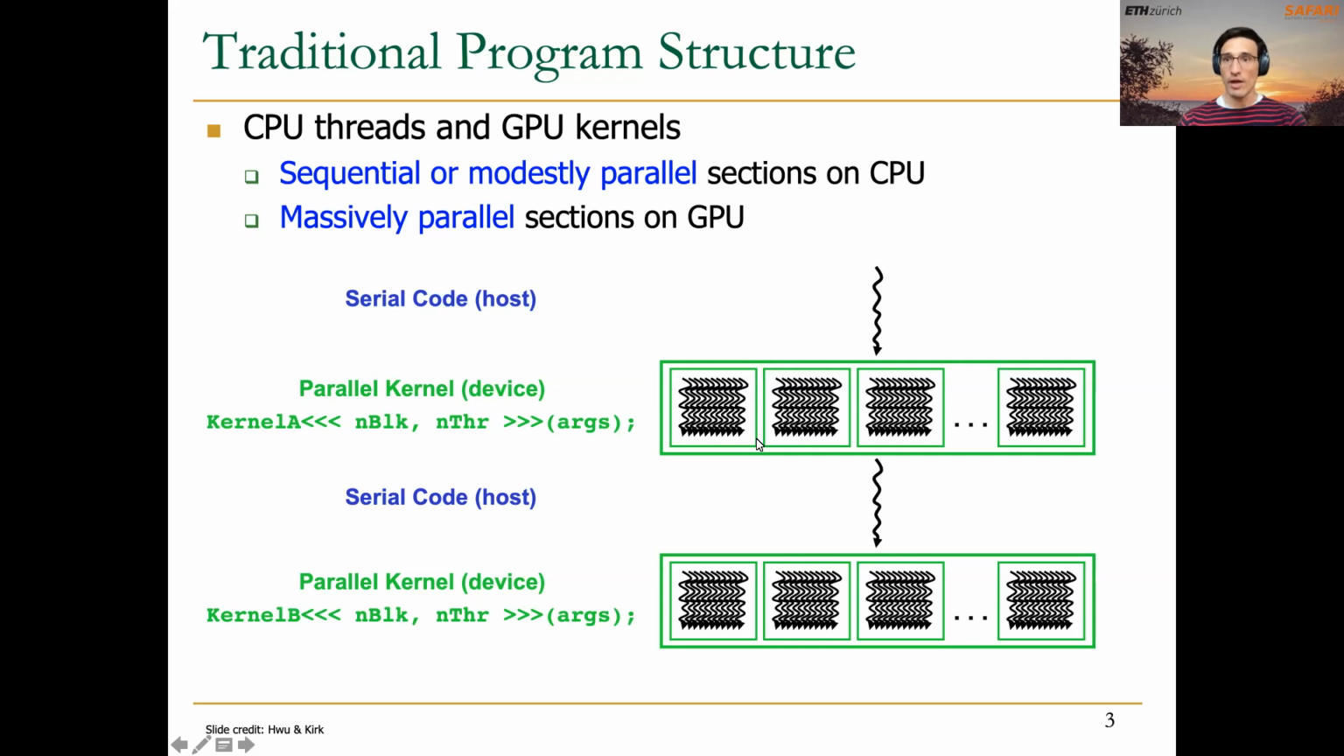Remember that when we launch a kernel on the GPU, this is executed by a grid of threads, and the grid of threads is organized into thread blocks, all of them with the same number of threads. And these thread blocks are scheduled onto the GPU cores, onto the hardware. After the kernel termination, we have all thread blocks synchronizing. We can call this a coarse grain synchronization. Then some more serial or modestly parallel code will run on the host CPU, and at some point we will launch a new kernel.